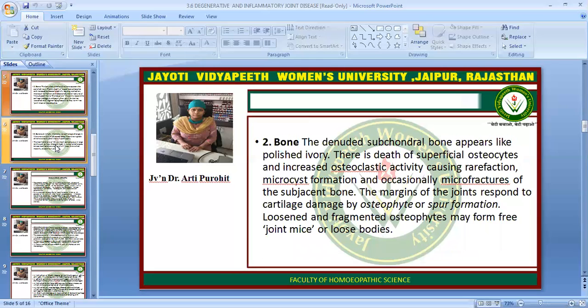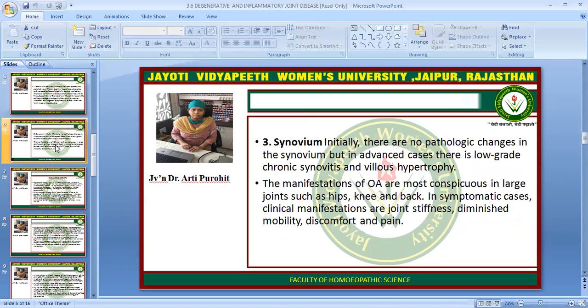Next is the bone, in which the denuded subchondral bone appears like polished ivory. There is death of superficial osteocytes and increased osteoclastic activity, causing rarefaction, microcyst formation, and occasionally microfractures of the subjacent bone. The margins of the joints respond to cartilage damage by osteophyte or spur formation. Loosened and fragmented osteophytes may form free joint mice or loose bodies.